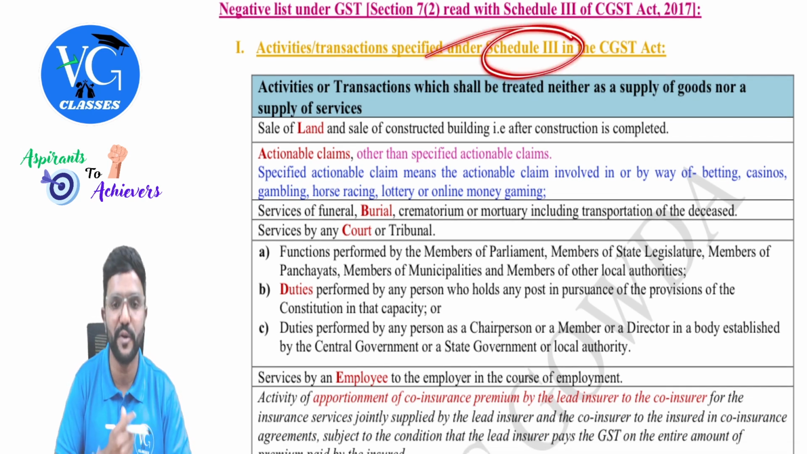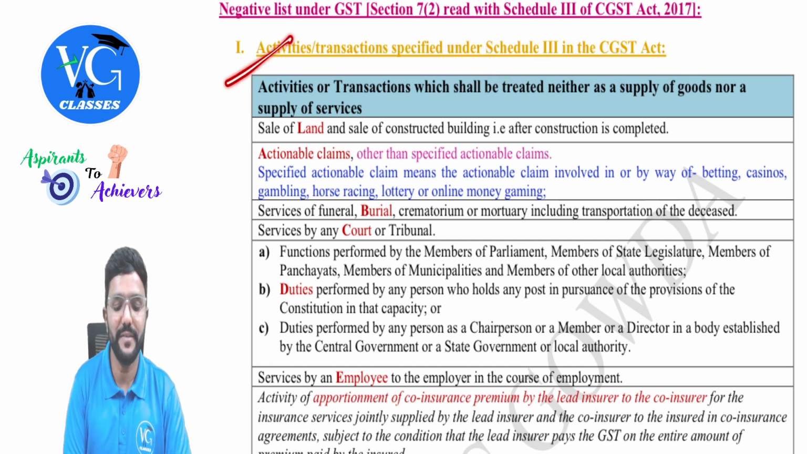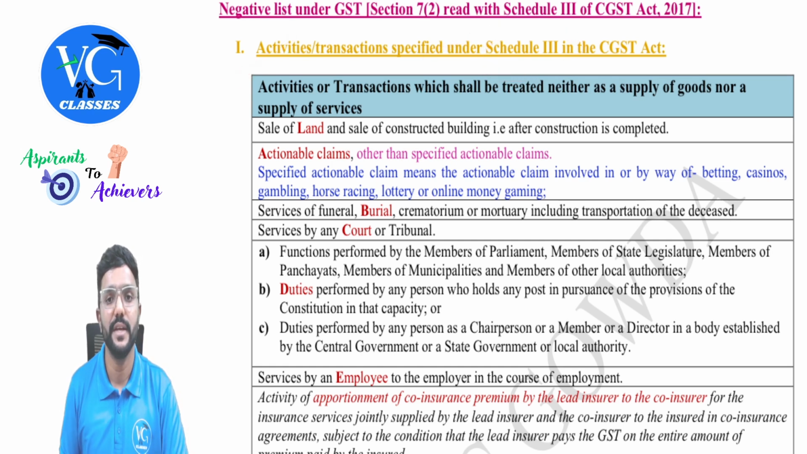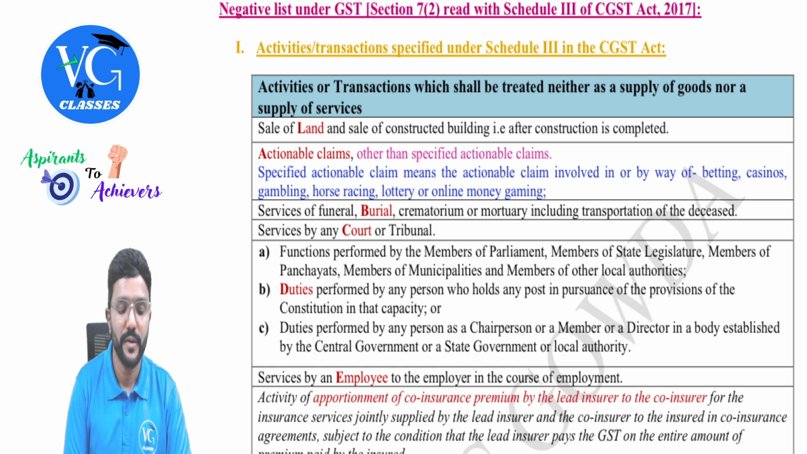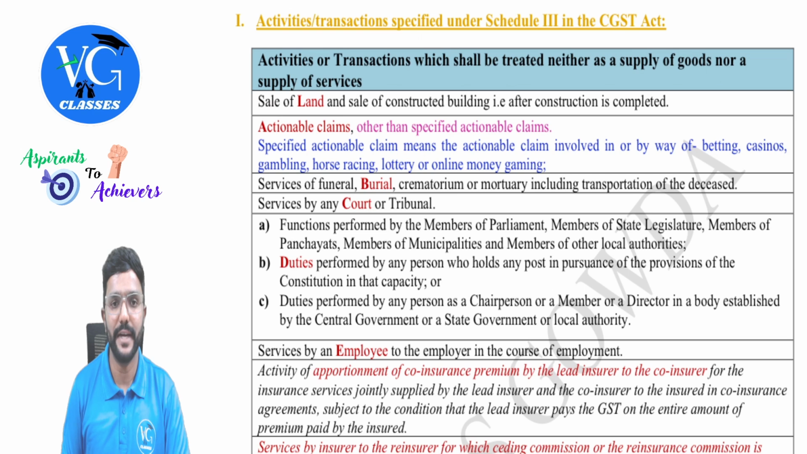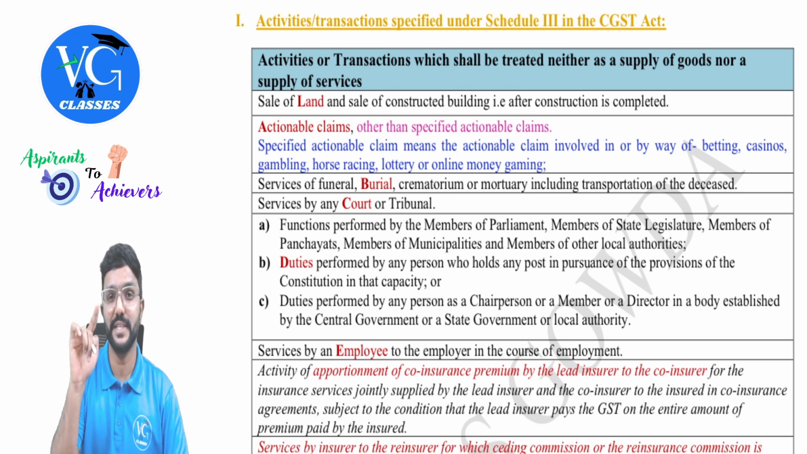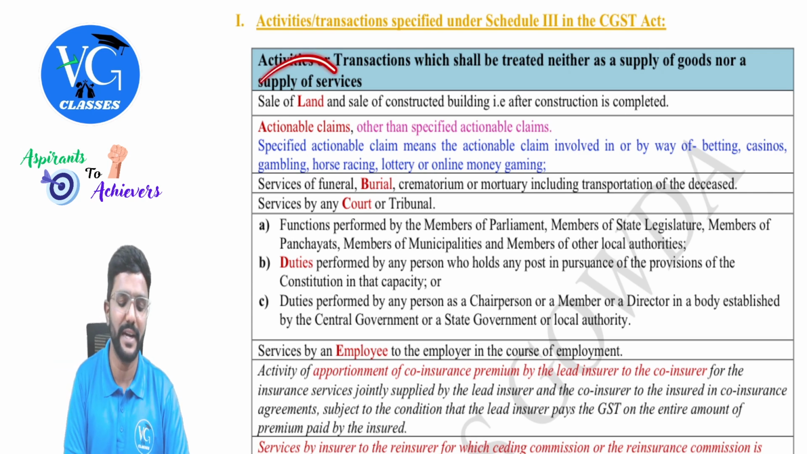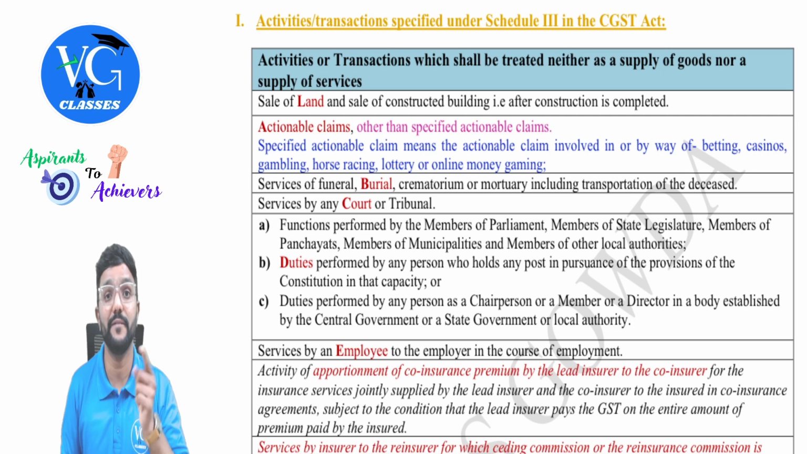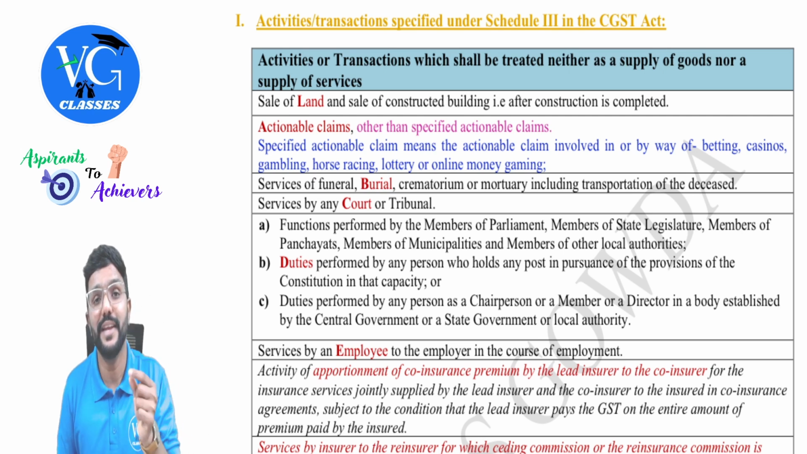Schedule 3 is very, very important, guys. So what is it? Activities or transactions specified under Schedule 3 in the CGST Act. One by one. First, sale of land is always covered here. Sale of building, we need to check whether it is pre-constructed or post-constructed. Whereas for land, sale of land is always covered here. But if land is let out, then it is a supply of services. It is covered under GST.